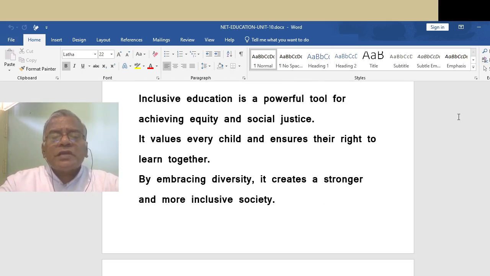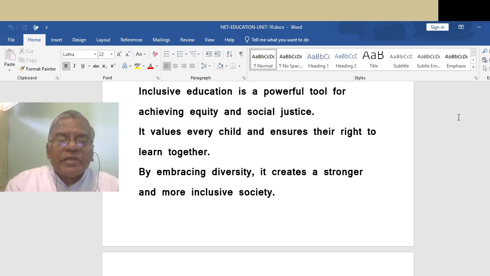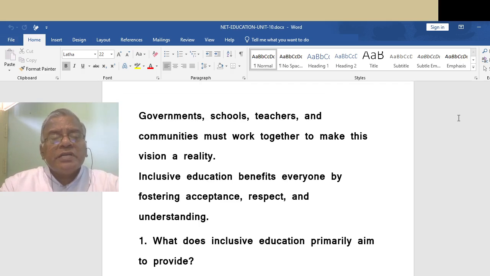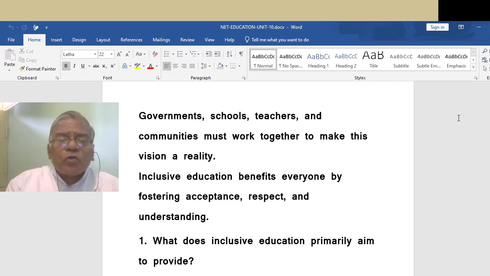So, inclusive education is a powerful tool for achieving equity and social justice. It values every child and ensures their right to learn together. By embracing diversity, it creates a strong and more inclusive society. Government, schools, teachers and communities must work together to make this vision a reality. Inclusive education benefits everyone by fostering acceptance, respect and understanding.